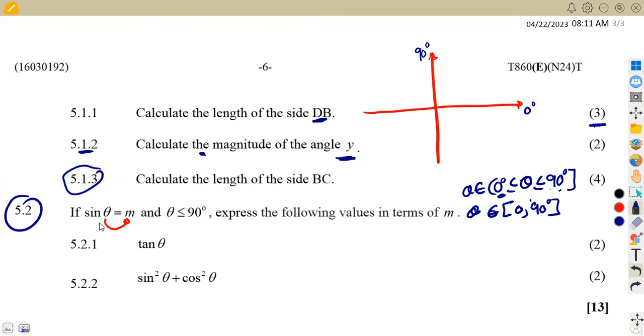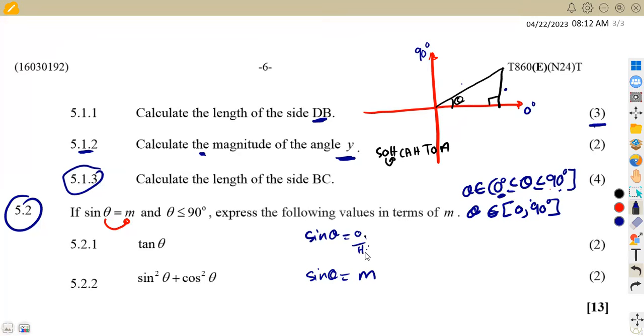That's the first quadrant. So we are given the ratio sine of theta. From our SOHCAHTOA, we said the sine is opposite over the hypotenuse. Here we are given sine of theta is equal to m, so we are supposed to have it as a fraction. Why? Because in this quadrant, we are going to have a triangle that represents this ratio. So we need the opposite and the hypotenuse from the theta that we have.